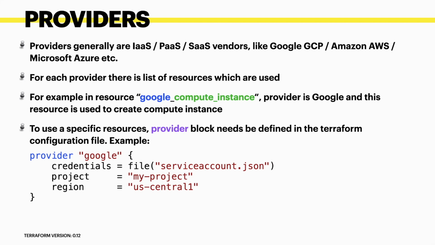A sample provider block for Google is provided here. If you see here, the block starts with provider followed by the name google, and it contains a couple of arguments like credentials, which is the service account JSON file, then project ID and the region. But for different providers, arguments can be different.